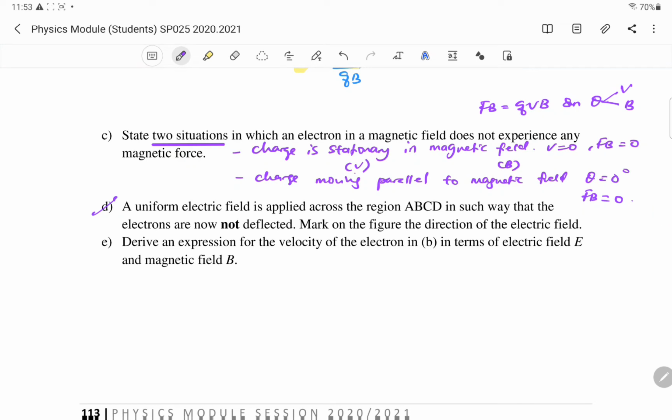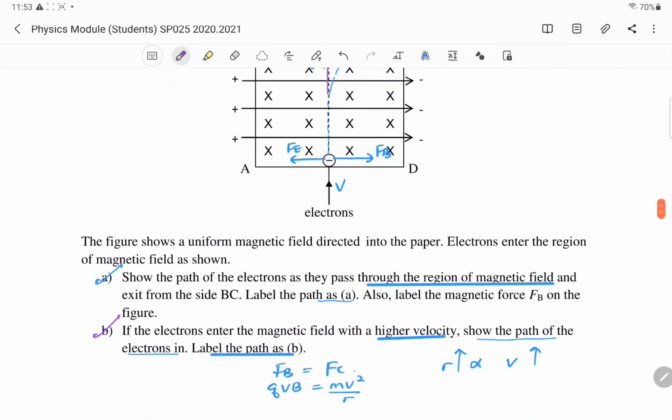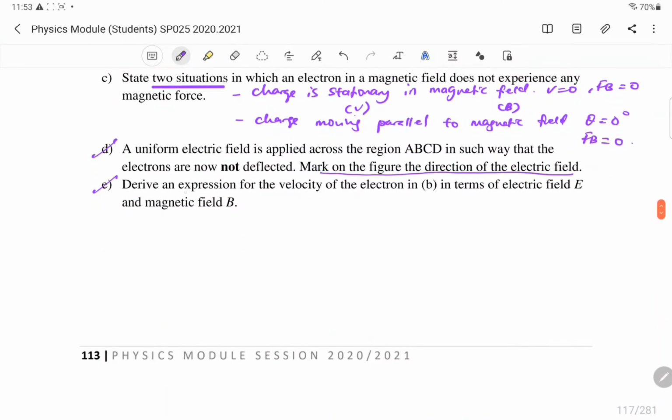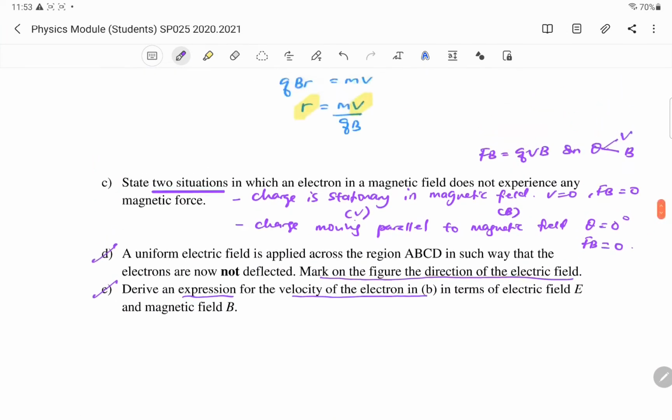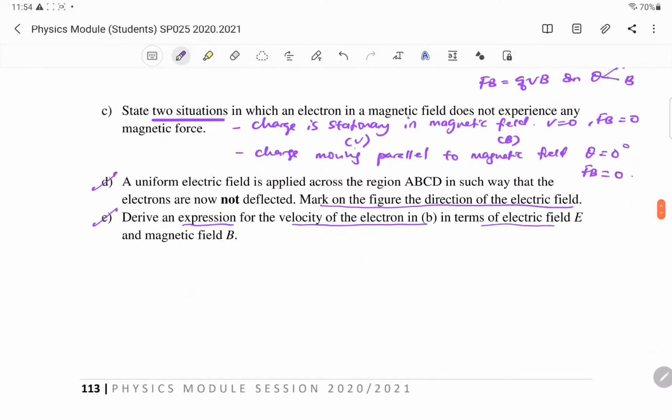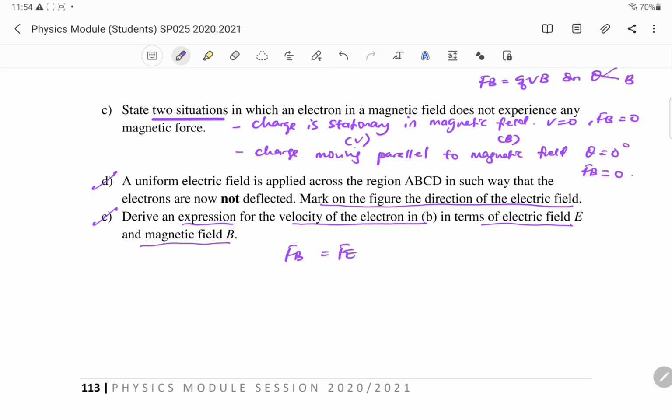Okay, D seterusnya. A uniform electric field is supplied across a region ABCD in such way that the electrons are now not deflected. Mark on the figure the direction of the electric field. Oh, electric field. Kita dah labelkan tadi. This is the direction of electric field, FE. Alright, seterusnya E. Derive an expression for the velocity in terms of electric field and magnetic field B. So FB equal to FE. So QVB equal to QE. So V equal to E over B. Okay, E over B.